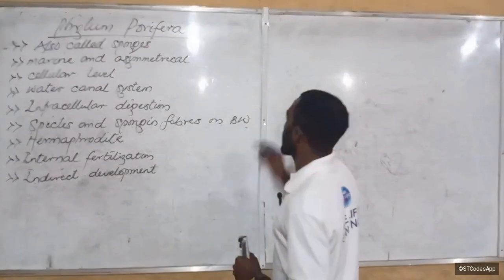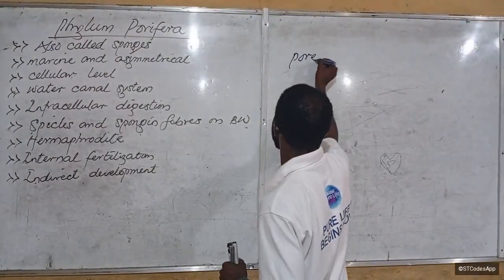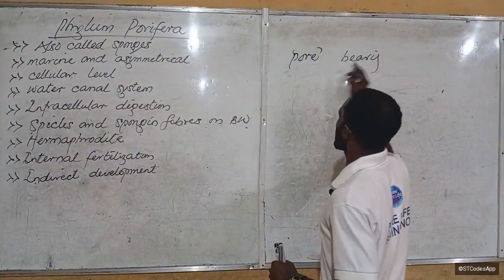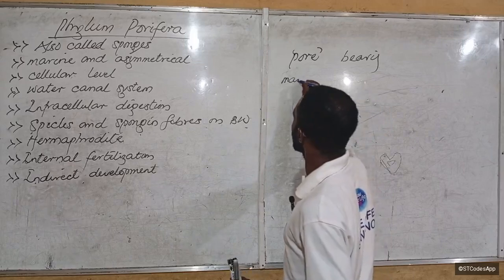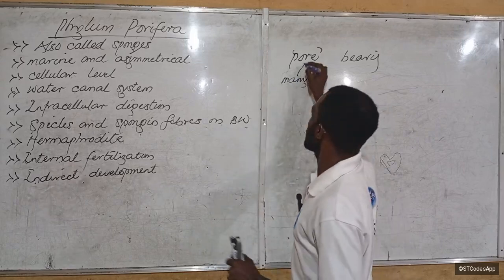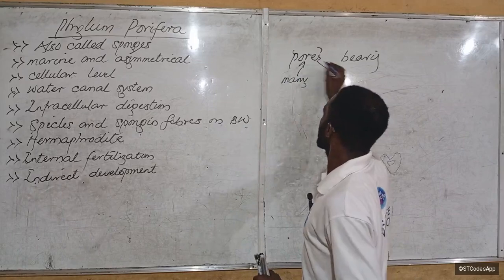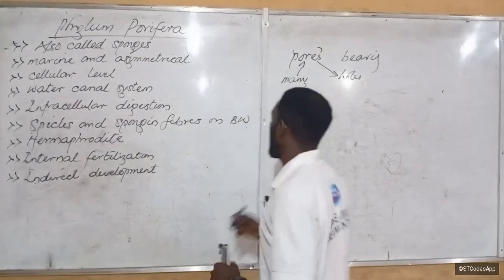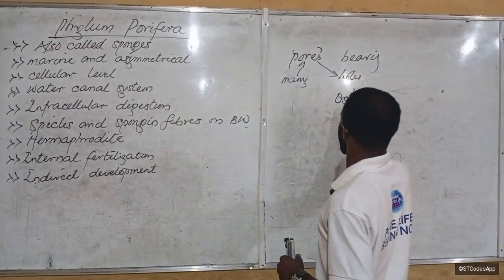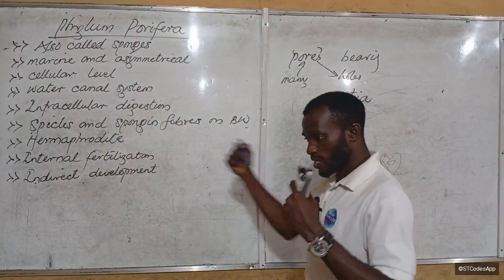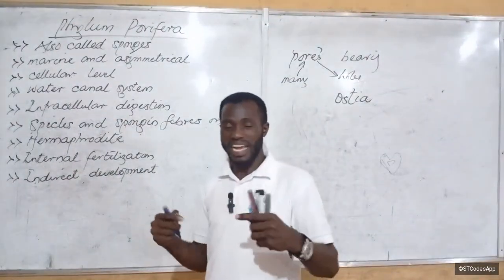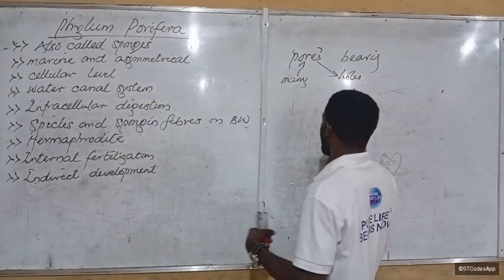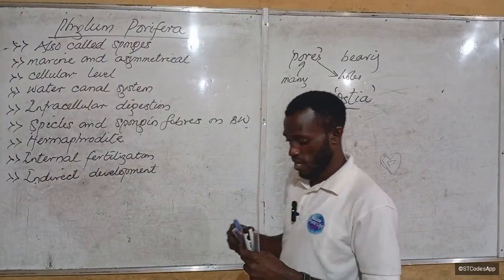The word Porifera actually is coined from the word pore, right? So, pore bearing. That's what it means. It means they have many pores, and pores refer to holes on their body. Those holes are called ostia. They are like tiny perforations on their body. We call them ostia, okay?